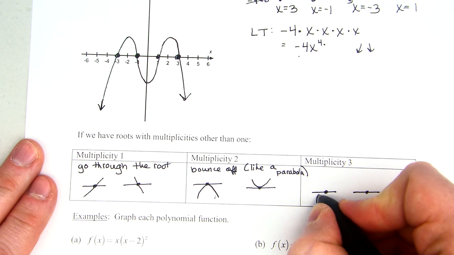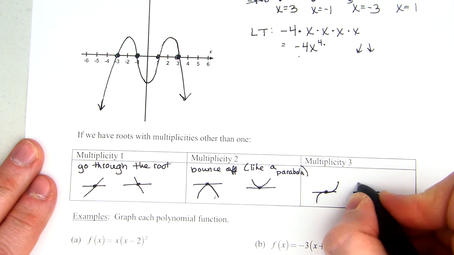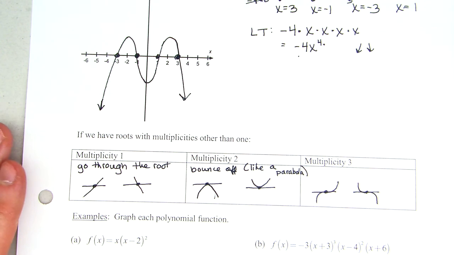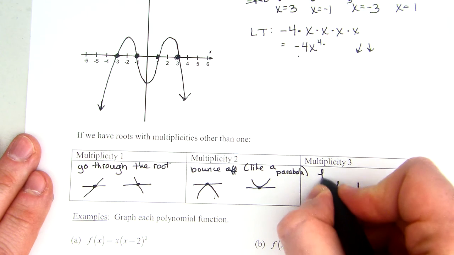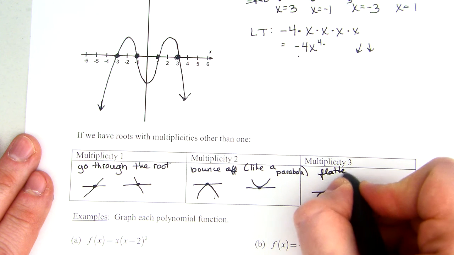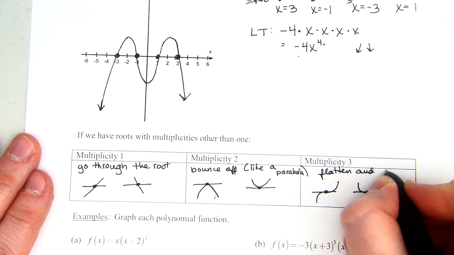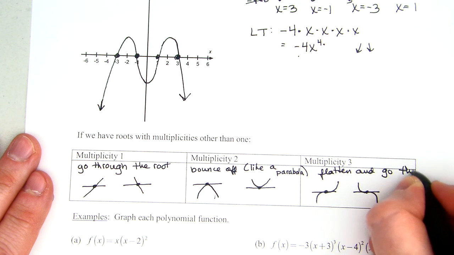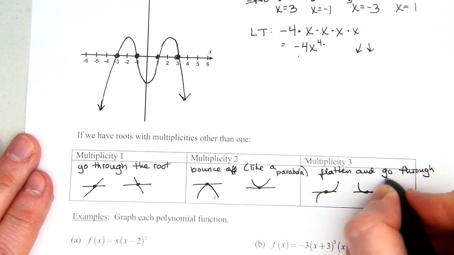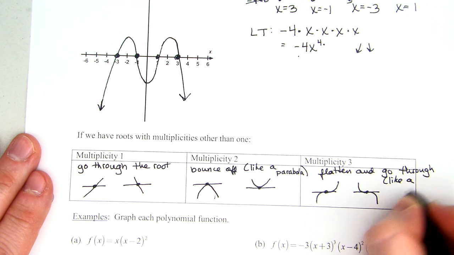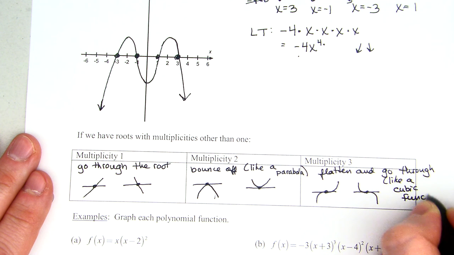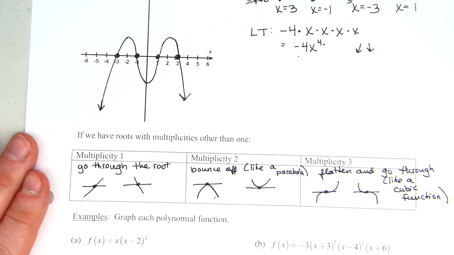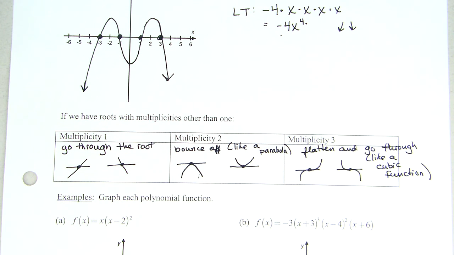I'm going to do a little cubic shape over here. I'm going to describe this as flatten and go through, like a cubic function. Please make sure you copy those shapes down, and then I'll show you some examples.